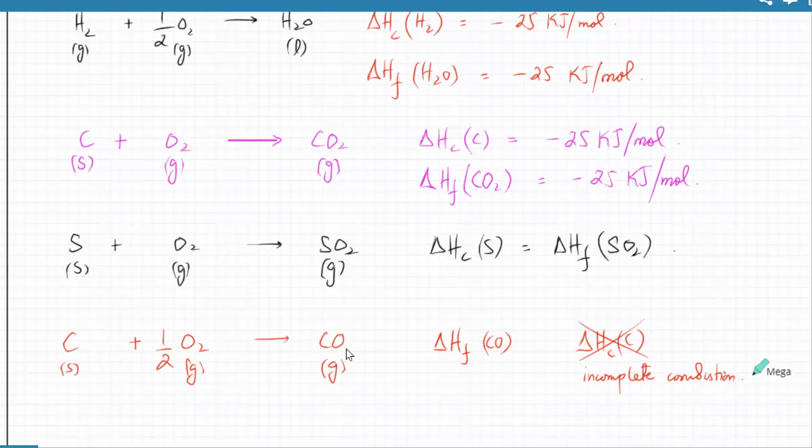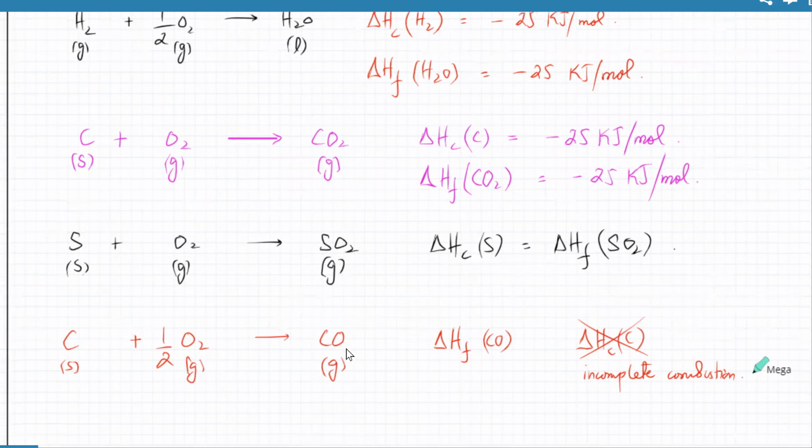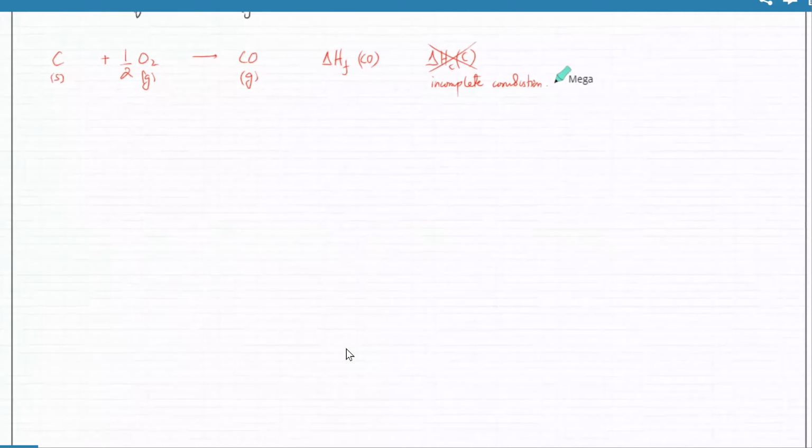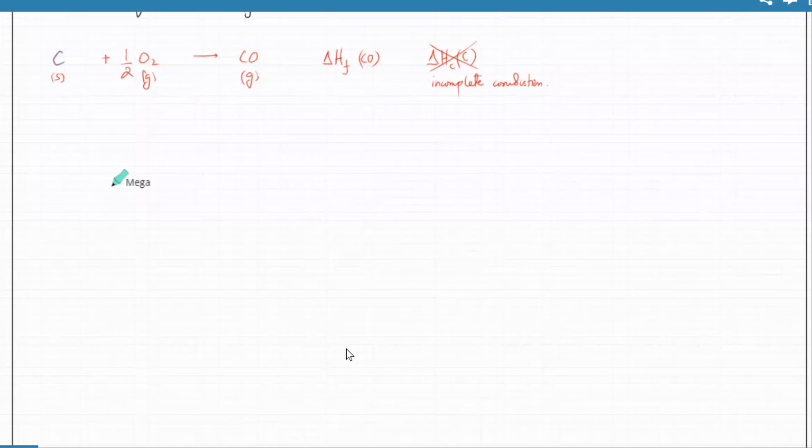So just remember this, multiple labels can be assigned. And also remember that they'll ask you a lot about predicting the signs. So remember this, combustion is always exothermic, formation can be both. So now we're going to move towards the other definitions. So the other ones are, let's talk about atomization.